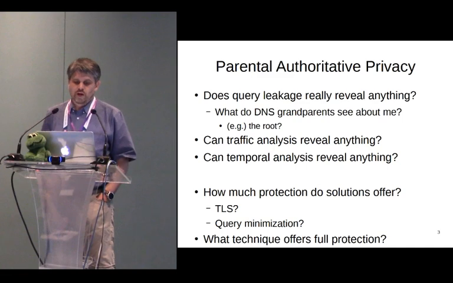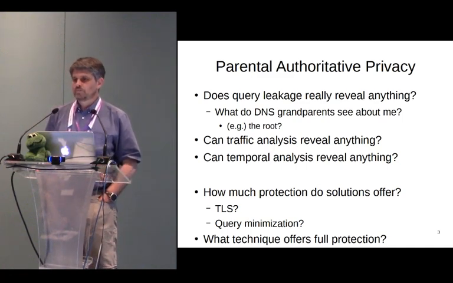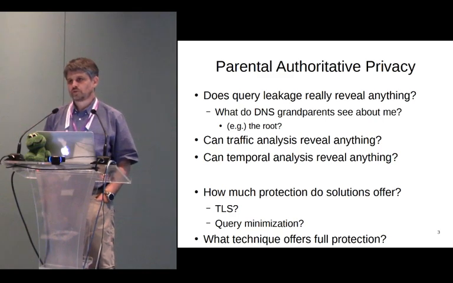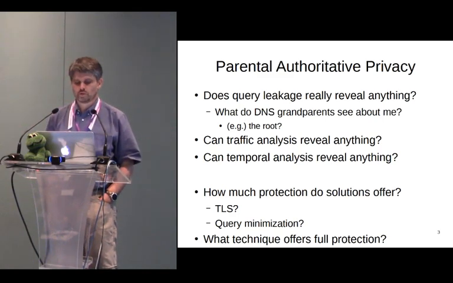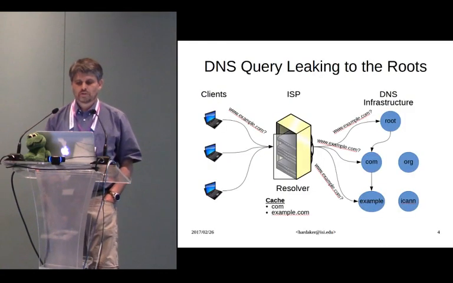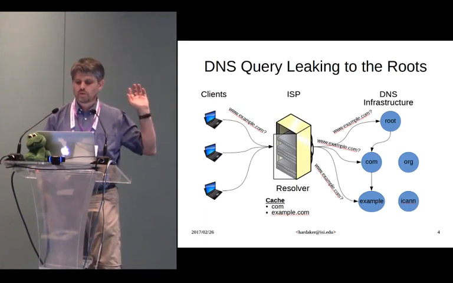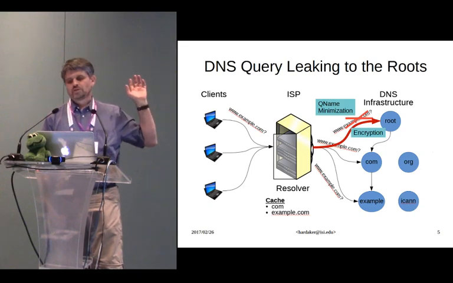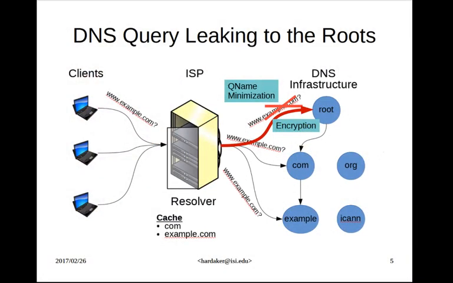So can traffic analysis find anything? Does temporal analysis find anything? And what solutions are available and how can they protect you? TLS and query minimization being the obvious ones. And then what techniques protect you fully? I'm speaking to the choir here with this diagram for the uninitiated, of course. Query minimization helps you by only looking for .com and the answer, and then encryption enables you to send encrypted queries. And really, there is no encryption between ISPs and the authoritative servers at this point. So that one's not even in play at this point in the first place. But what if you don't trust who you're sending them to in the first place? What if you really don't trust the root?